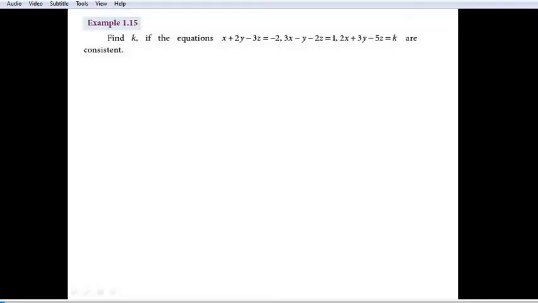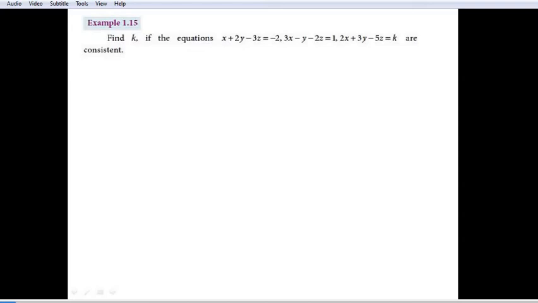In example 1.15, find k if the given three equations are consistent. So here the given three equations are consistent. What is the unknown here? In the third equation, the constant k is unknown. We have to find it out.